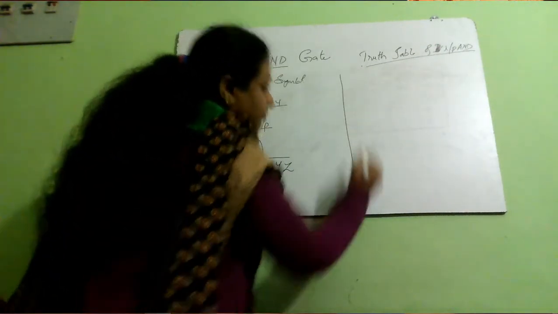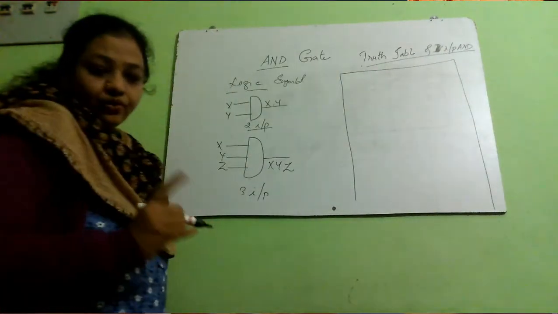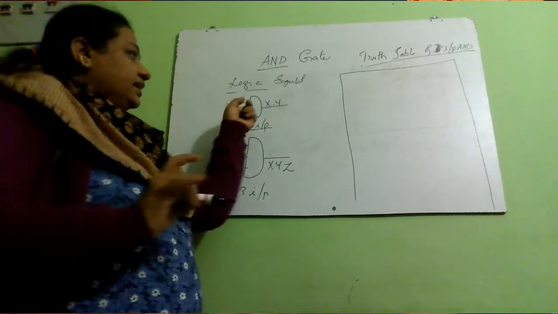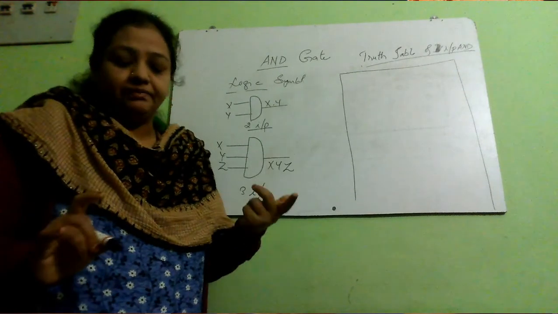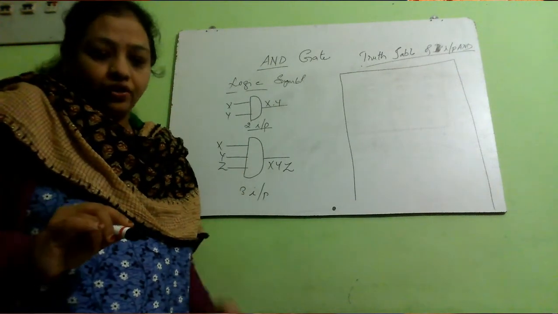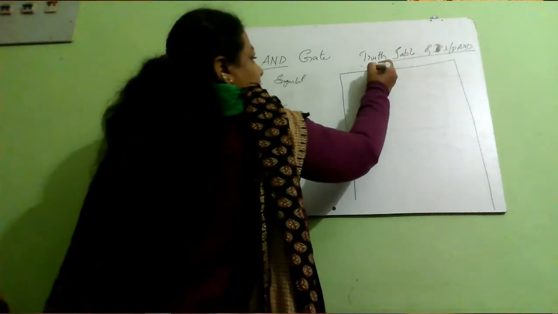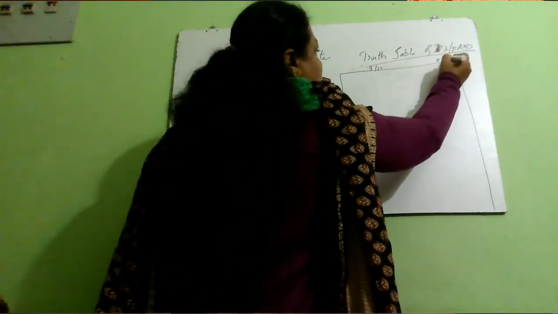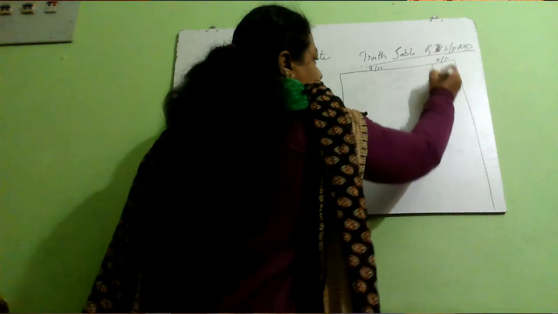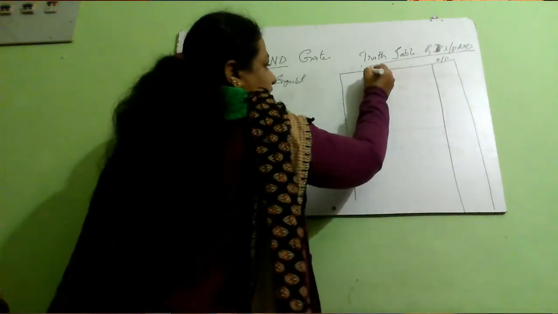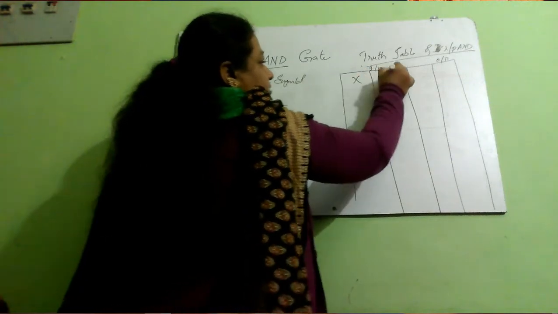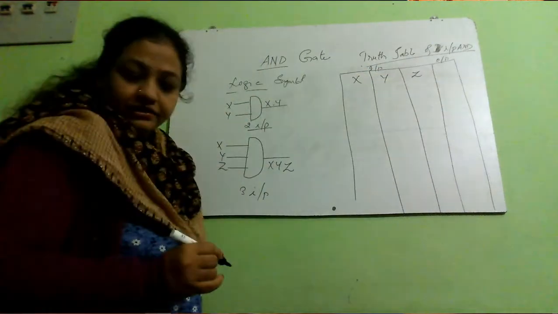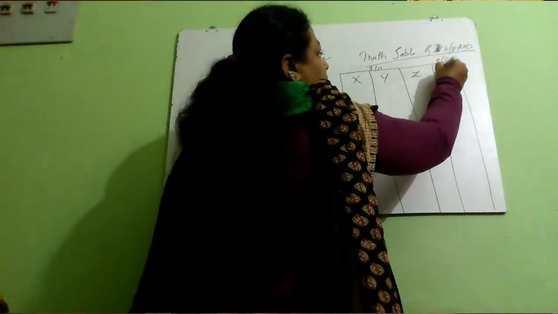So here we have two zeros, so the output is 0. Here there is one 0, the output is 0. Again a 0 here, so we get the output as 0. Here both the inputs x and y are 1 and 1. Therefore, the output we get from the AND gate is 1. Hope you have understood this. Let us check the three input truth table for the AND gate.